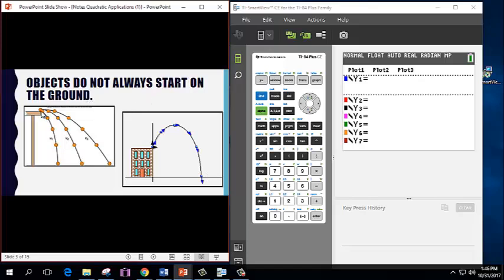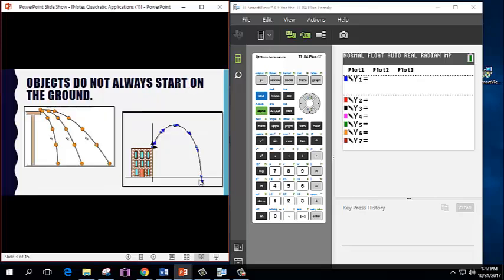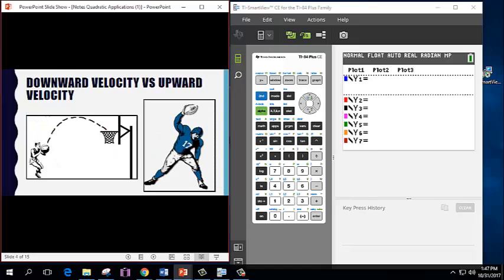Also, the object does not always start on the ground. You could start on a table, you could start on a building, depending on what it is. Like I said from the previous one, if you just rolled this off the hill, it would not start on the ground here. Here, this doesn't start on the ground, it starts in your hand, but the object will eventually hit the ground. If you notice here, it eventually hits the ground, so you have to pay attention to what that does.